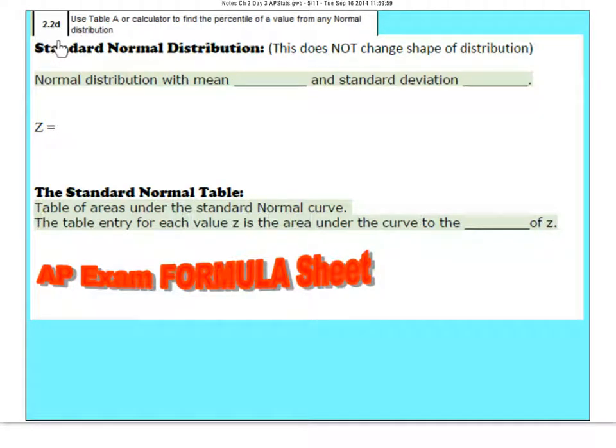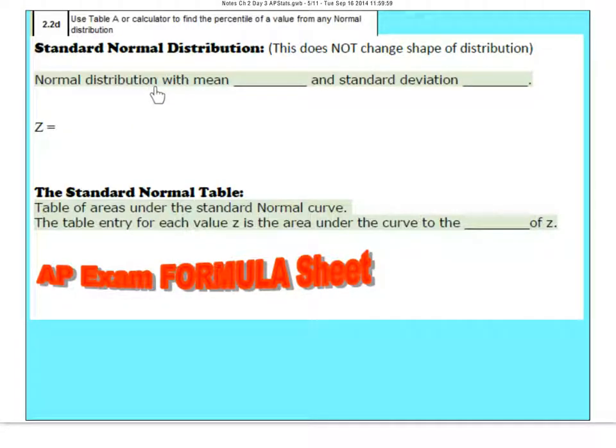In 2.2D, I'm going to show you how to use Table A or your calculator to find the percentile of a value from any normal distribution. So in the previous video, we were exactly 1, 2, or 3 standard deviations away. We're now going to look at examples where we may not be exactly those 3 standard deviations, so we're going to need to use some other devices to get the exact answer. So let's review this really quickly.